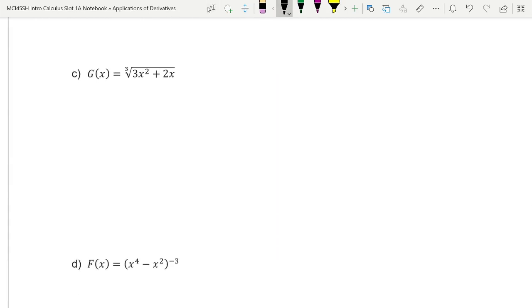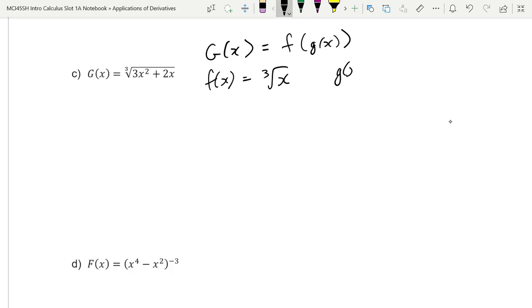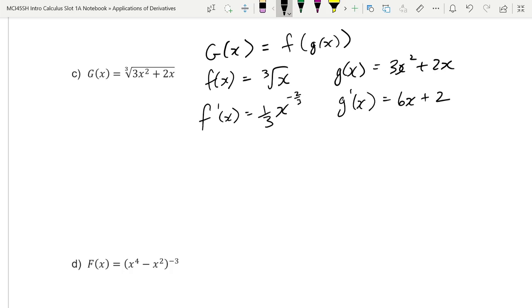All right, so g of x to me is going to be some f of g of x, two smaller functions, and I think the outside function is the cube root of x, and the inside function is 3x squared plus 2x. So let's do their derivatives first. The derivative of the outside is going to be 1/3 x to the negative 2/3, because 1/3 minus 1. And g primed of x is 6x plus 2.